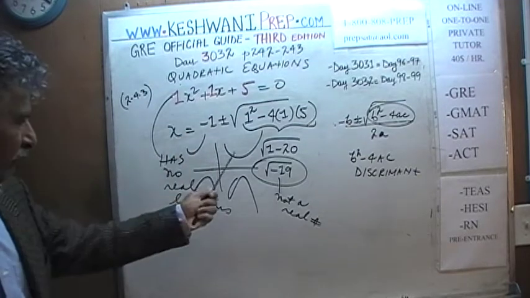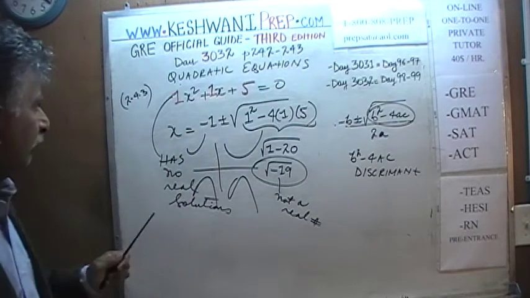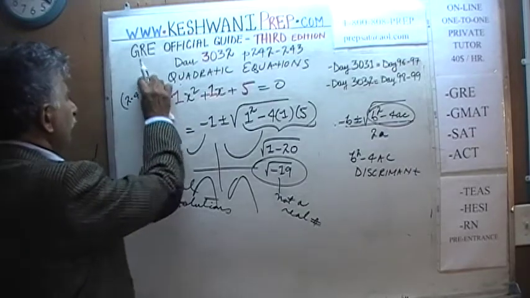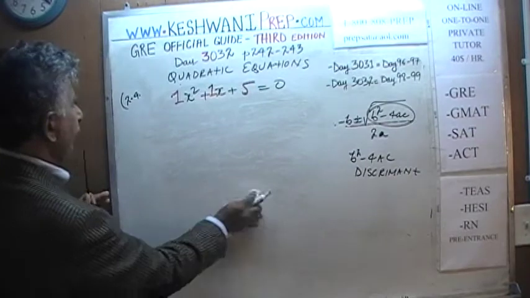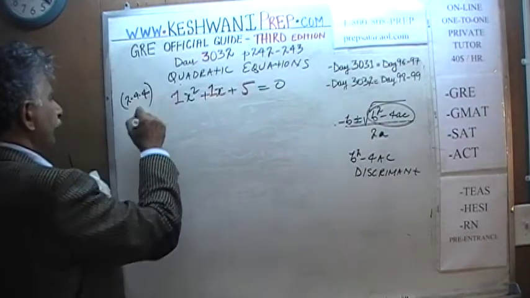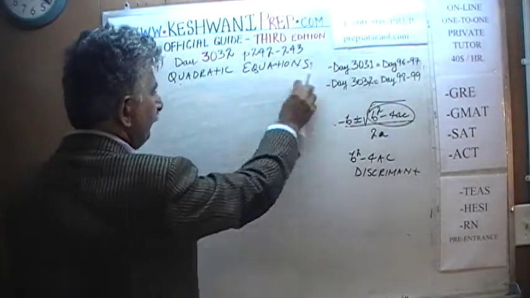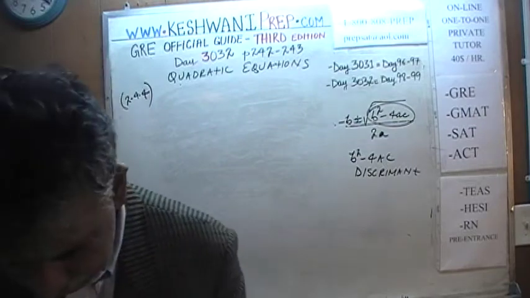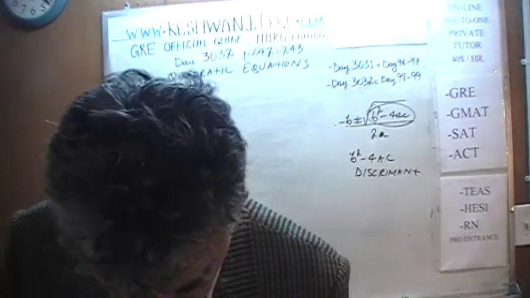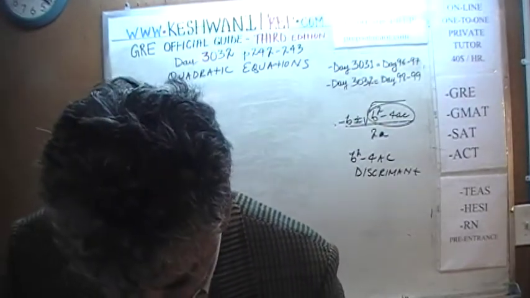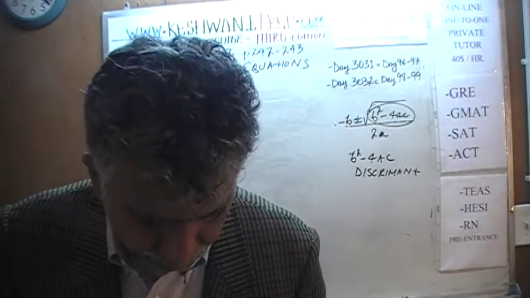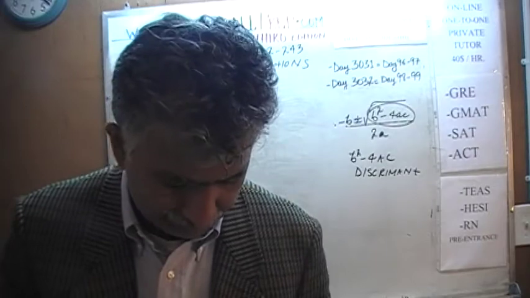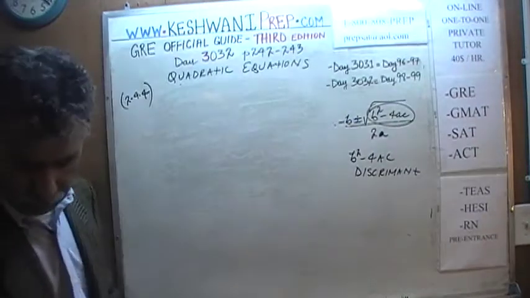If you were to plot it, we can figure out which one of these scenarios we're dealing with. We're not going to worry about it right now. Let's move on to 2.4.4, because we want to keep making progress. In 2.4.4, we have the same exact equation that they gave us in 2.4.1. And they're simply asking us to solve this equation.